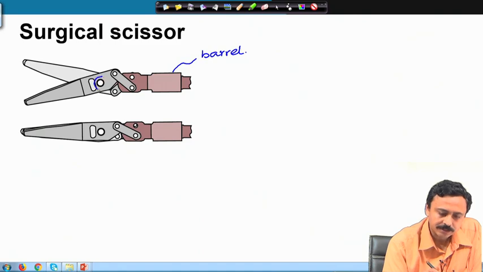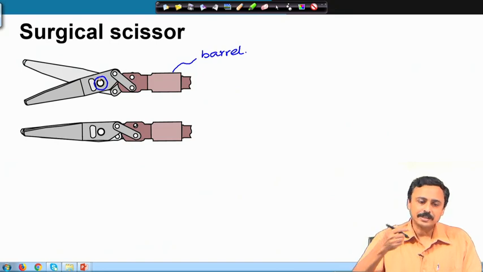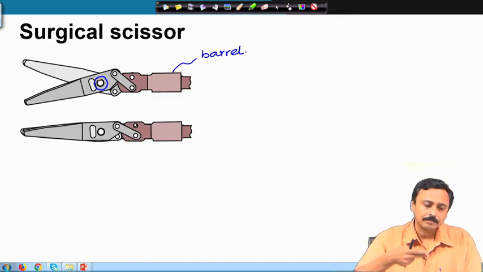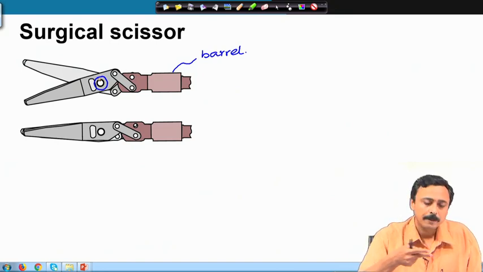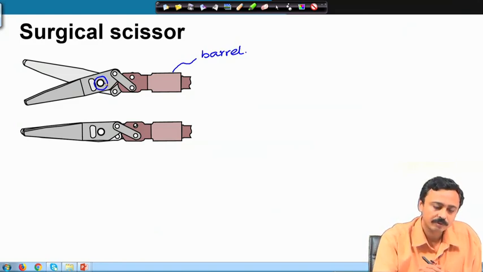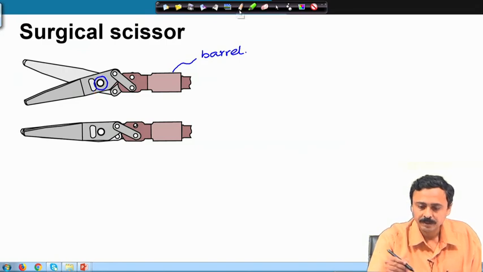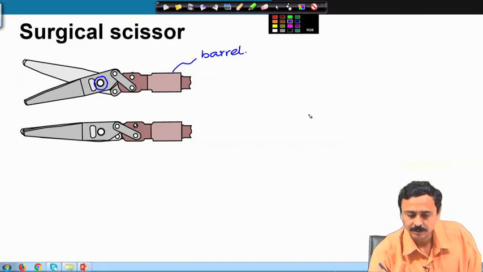This hinge is connected to the barrel. This hinge cannot move. So, when the scissors are being used, this hinge is stationary. It is only the blades that will move, that will rotate about this hinge. Therefore, I will first draw this ground hinge.